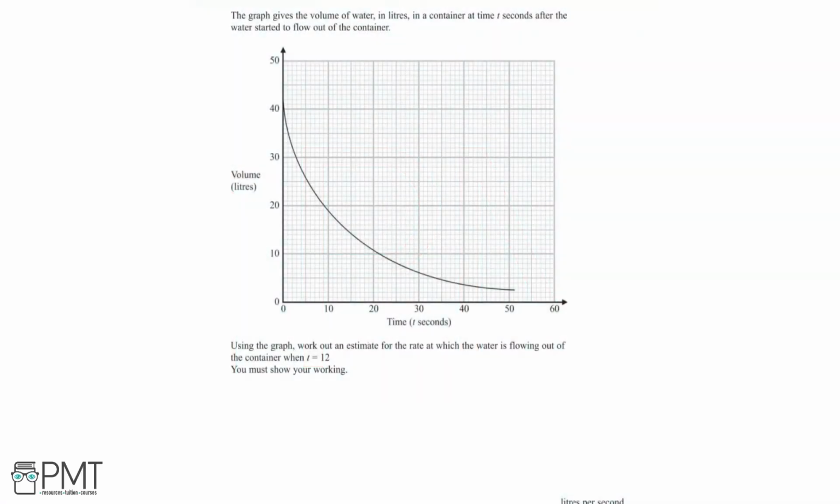In this question, we're given a graph which gives the volume of water in litres in a container at time t seconds after water started to flow out of the container. Using the graph, we need to work out an estimate for the rate at which the water is flowing out of the container when t is equal to 12. And now the first thing that we can always say is that when we have a graph with time on the x-axis, the rate is always equal to the gradient of the graph.